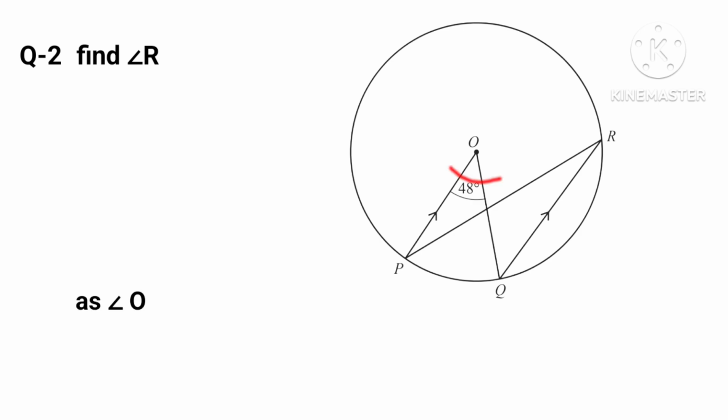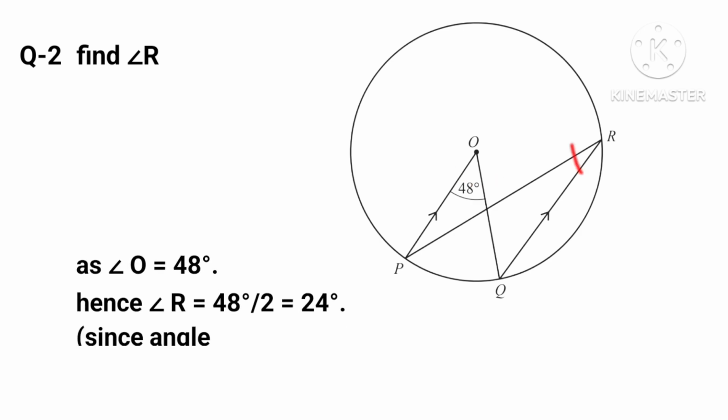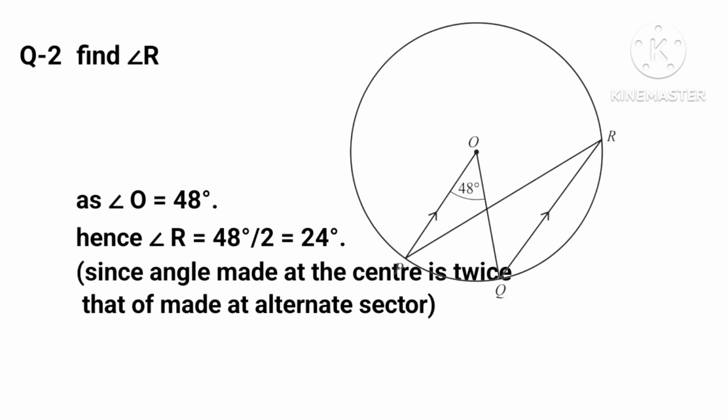Find angle R, as angle O is equal to 48 degrees. Hence angle R equals 48 degrees divided by 2 equals 24 degrees, since angle made at the center is twice that made at the alternate segment.